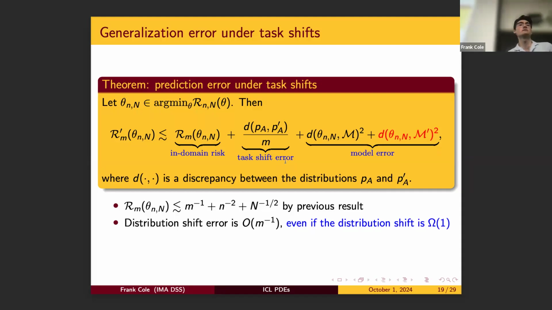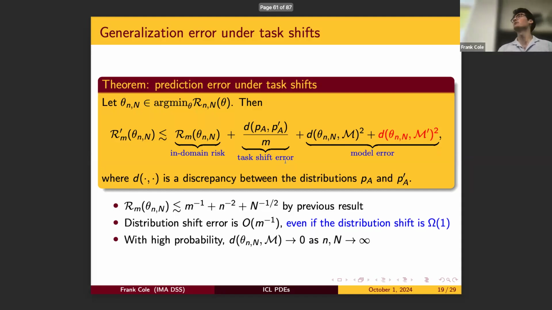And then you have these 2 abstract-looking terms. The first term is the distance between the empirical risk minimizer and the set of minimizers of this infinite context risk. So you expect to have some kind of continuity, in the sense that the empirical risk is converging to the infinite context risk as both N and capital N tend to infinity. So you can show that you have convergence of minimizers, at least qualitatively, with high probability.